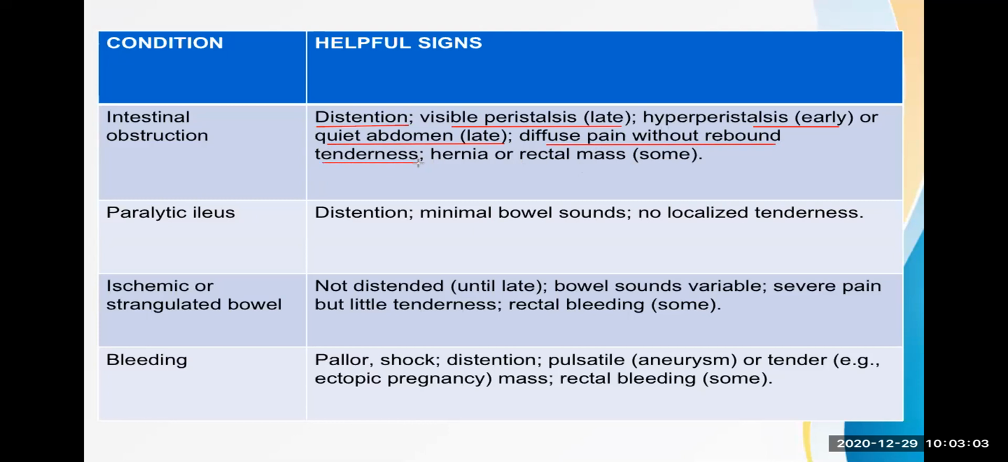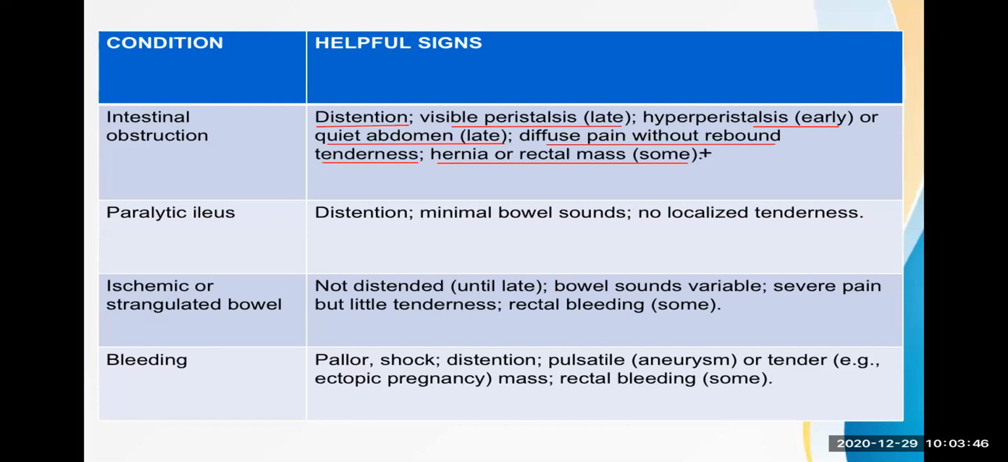Why is there no rebound tenderness in intestinal obstruction? Why? Yes, because there is no involvement of peritoneum. There is no peritonitis, that's why. Very good. Exactly. I got the answer already. So this is a very easy question. If you listen properly, these questions are very, very easy. This is a pure case of intestinal obstruction. There is no involvement of peritoneum here. Peritoneum is not inflamed. So why should there be any rebound tenderness? And herniation or some rectal mass may be the cause of intestinal obstruction.